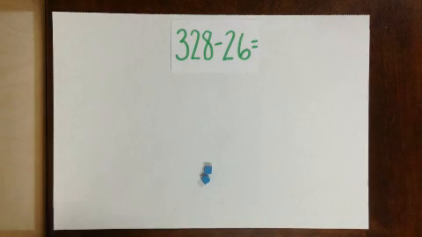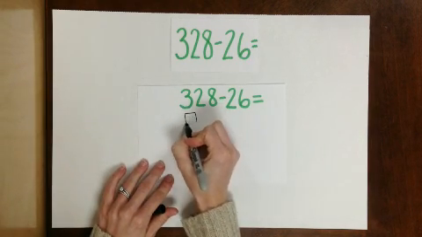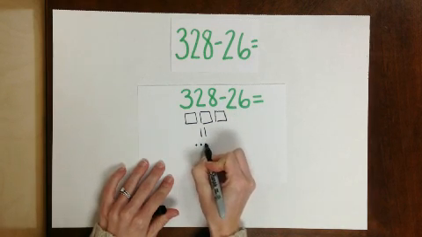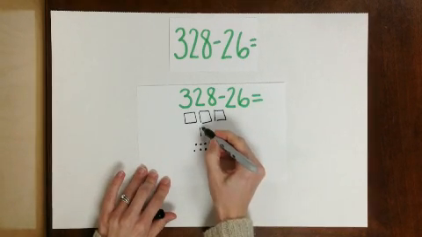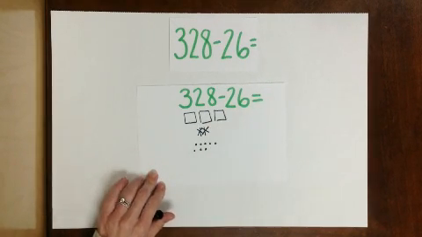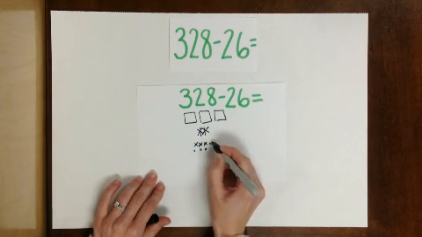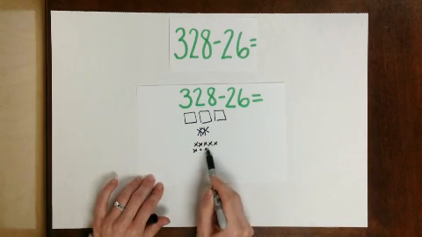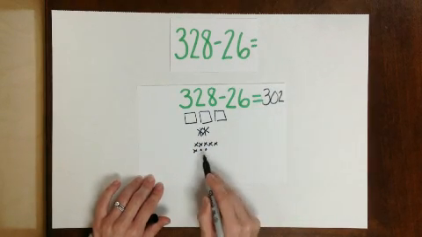Let's try another one. This time, let's draw that same equation. If we start with 328 and we're subtracting 26, we would be subtracting the two tens, 10, 20, 21, 22, 23, 24, 25, 26, and we'd have 302 remaining. 3 hundreds and 2 ones.